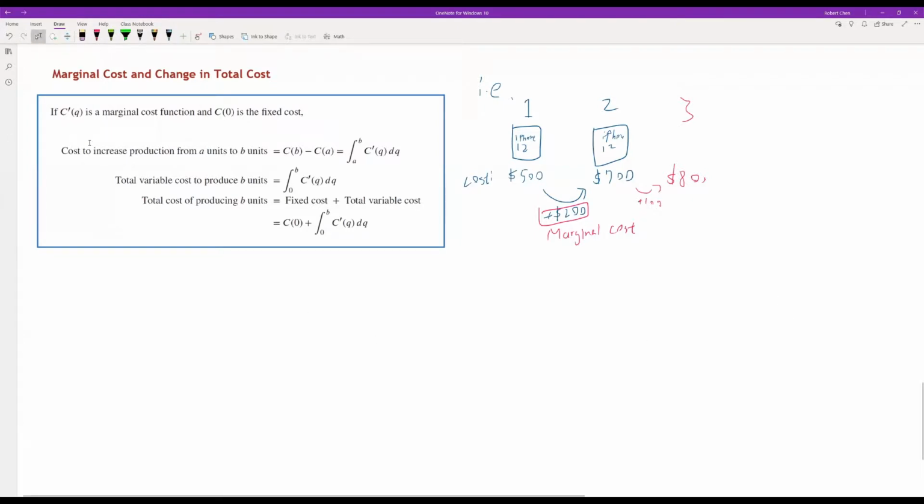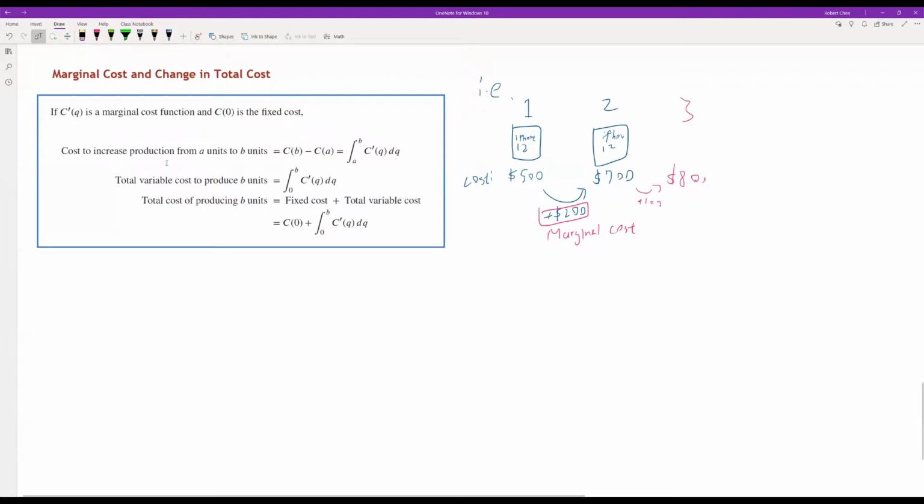So let's see. If C prime of Q is a marginal cost function and C of 0 is a fixed cost, right? So fixed cost, you can think about it as buying a machine that puts all the parts together, right? That's something like a fixed cost.